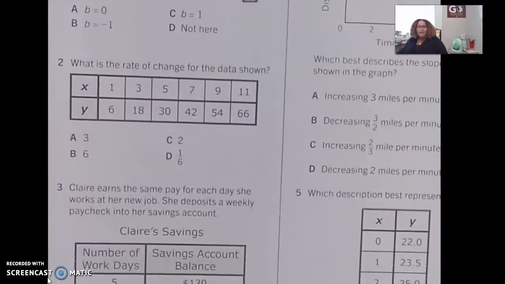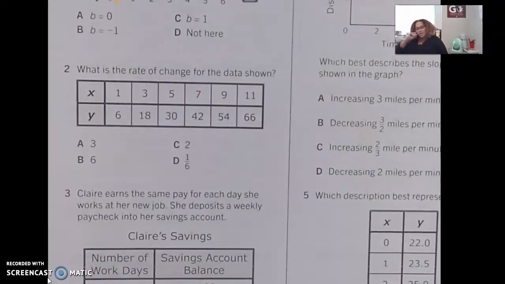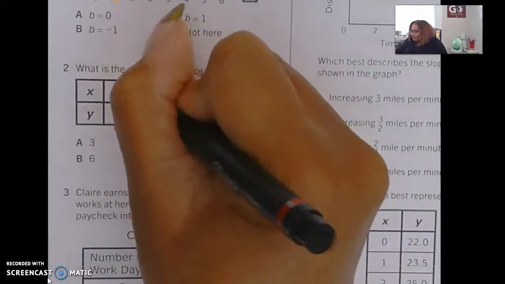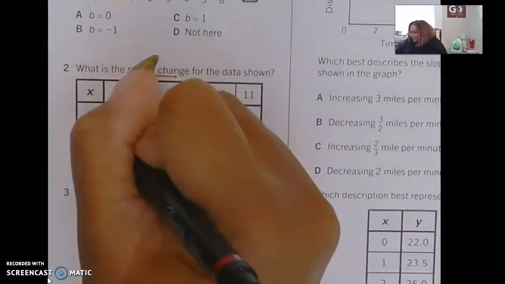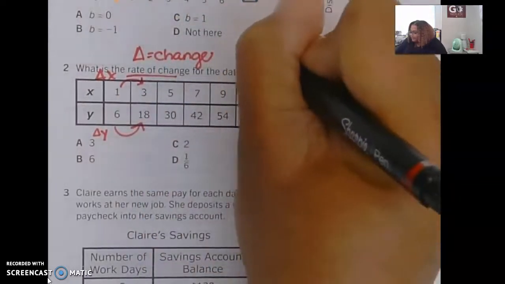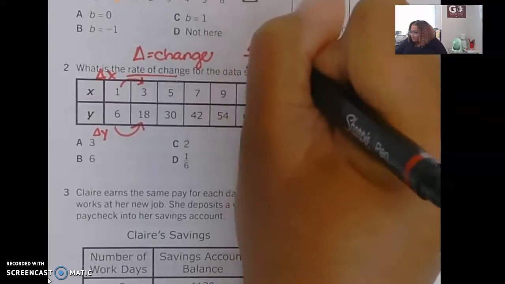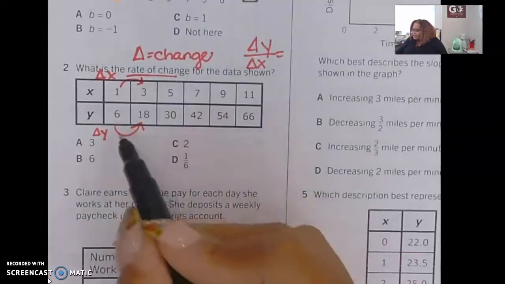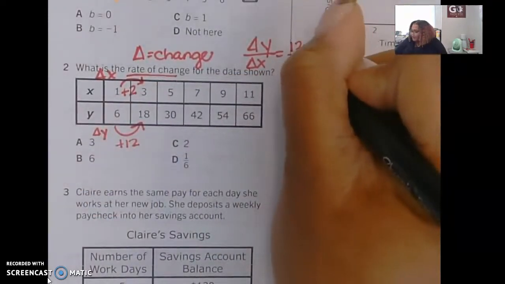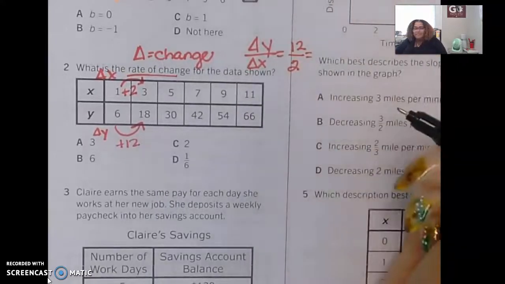Going forward to number 2, it says, what is the rate of change for the data shown? Ironically, this is a proportional relationship, but when it's asking for rate of change, we always want to calculate the delta y over the delta x. So down here is delta y, and up here is delta x. Now, delta means change, and we write them as a ratio. So from 6 to 18, I am adding 12, and from 1 to 3, I am adding 2. So I will put those in a ratio as 12 to 2, and then I would simplify and calculate that there.